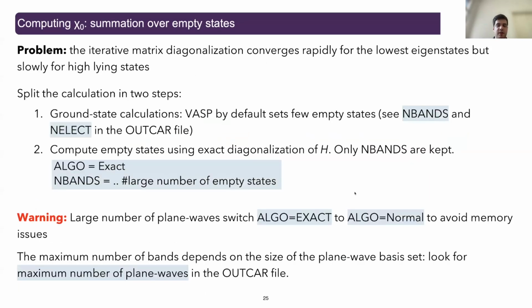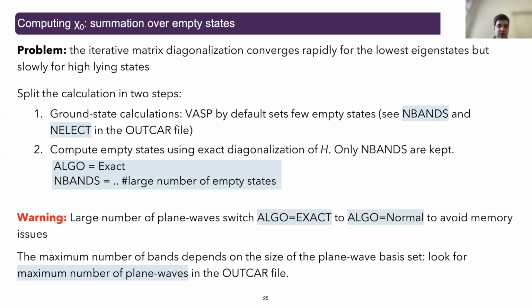This might mean that you run into some issues related to the amount of computational resources that you have available because of how different algorithms work when computing the unoccupied states. Namely, the iterative diagonalization algorithm converges very slowly for the unoccupied high-lying states, but very rapidly for the occupied states. And so the last states will not be converged to the same accuracy.